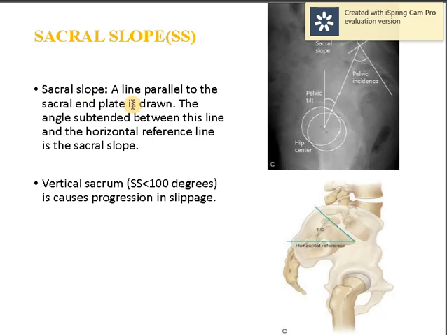Sacral slope: a line parallel to the sacral end plate is drawn. The angle between this line and the horizontal reference line is the sacral slope. This is the line parallel to the sacral end plate, and the other line is the horizontal reference line. This is the angle, the sacral slope. Sacral slope and the pelvic tilt together, when we add, will give the pelvic incidence.